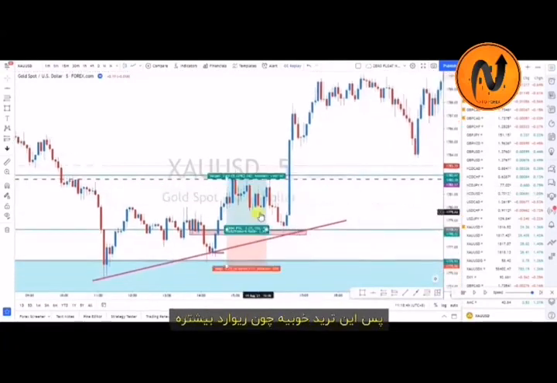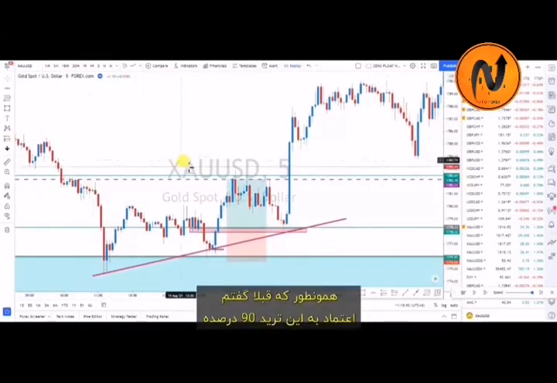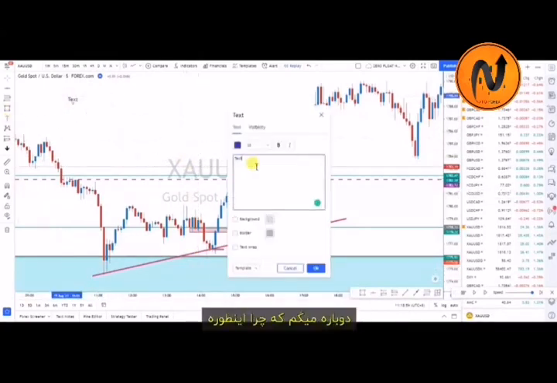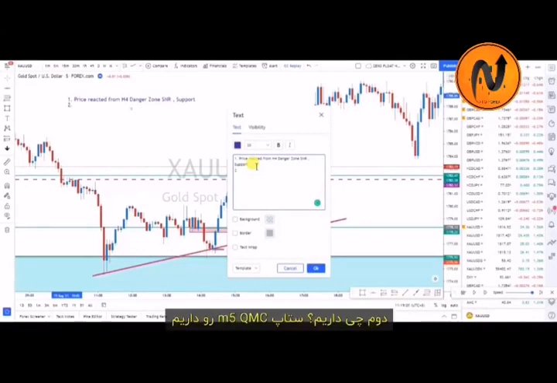So this is a good trade, because the reward is higher. Furthermore, price reacted. Like I said again, the confidence of trading this is 90%. Let me repeat this again. Why? Because price reacted from the H4 danger zone, SNR on the support. Secondly, what do we have? We have the QMC M5 setup, isn't it? There is a trendline confluence.